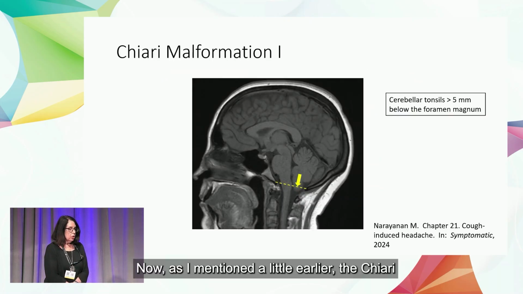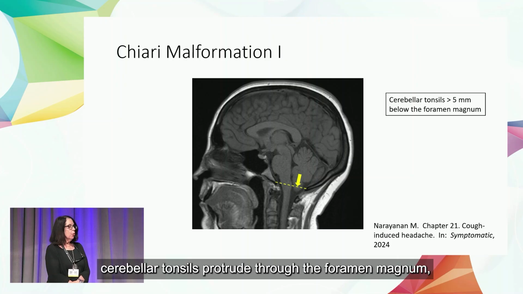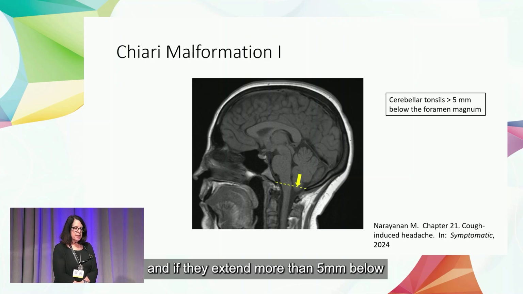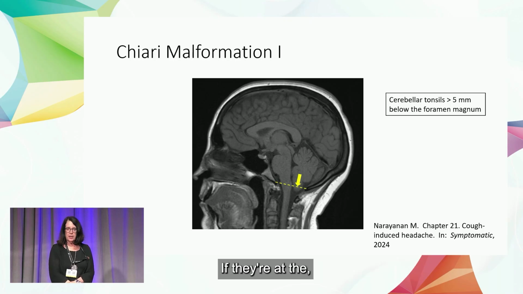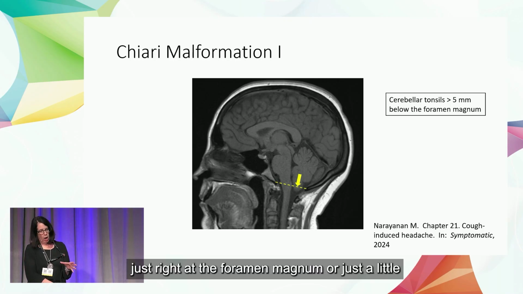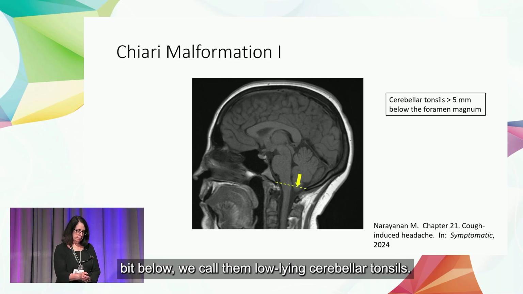Now, as I mentioned a little earlier, the Chiari malformation is a phenomenon that we see when the cerebellar tonsils protrude through the foramen magnum, and if they extend more than 5 millimeters below the foramen magnum, we call it a Chiari malformation. If they're just right at the foramen magnum or just a little bit below, we call them low-lying cerebellar tonsils.